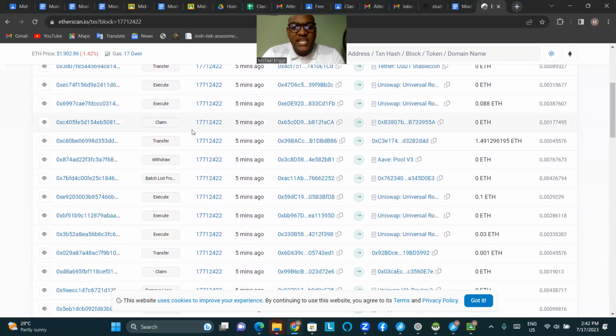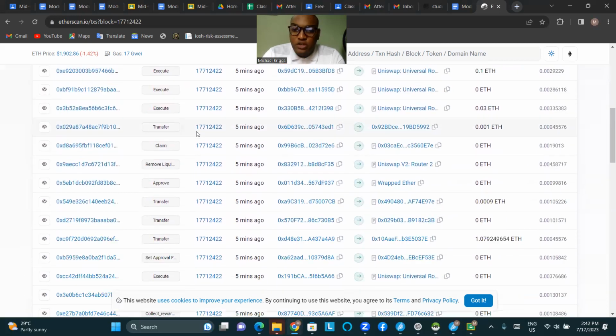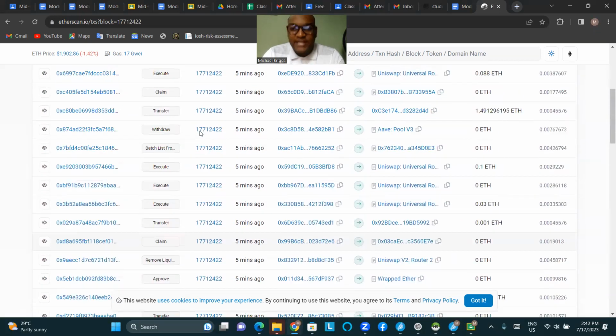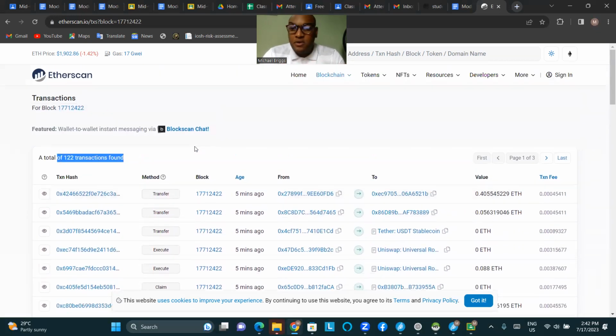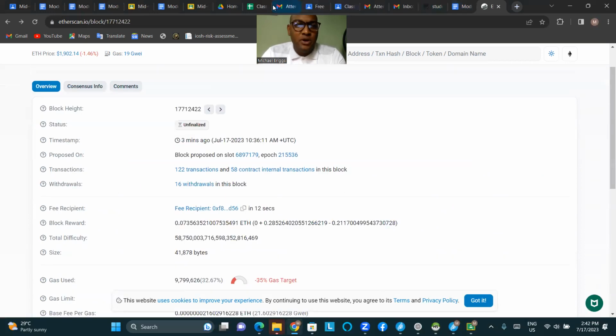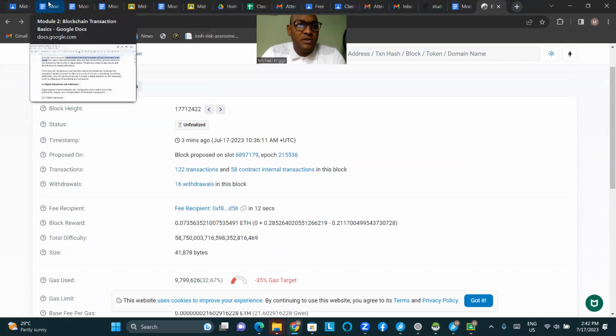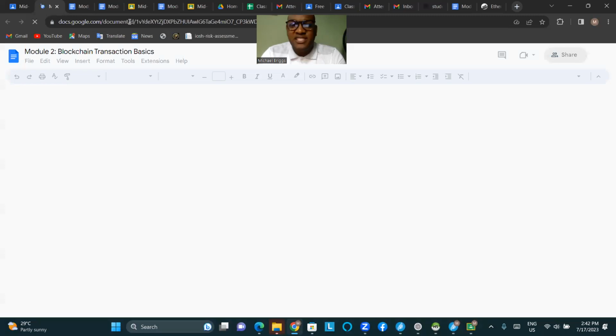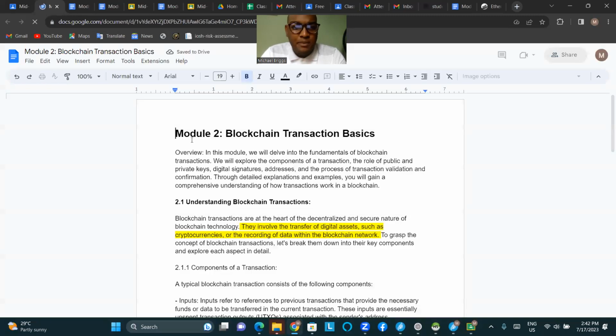Okay? So once the amount of transactions required to complete this block is there, that's it. The block is completed. All right? Clear? So this is an example of how these blockchain transactions are done and can be seen on this page on Etherscan. That's the Ethereum blockchain.